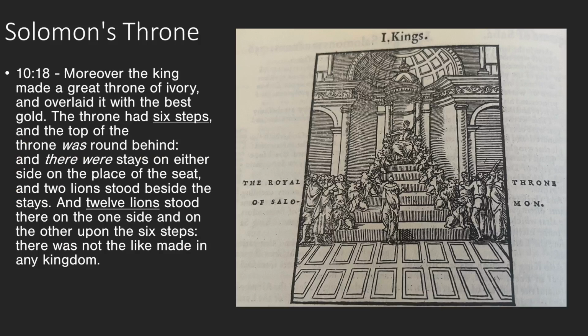We've talked a bit about God's throne being the heavens, but what about King Solomon? Every king must have a throne. Moreover, the king made a great throne of ivory, and overlaid it with the best gold.